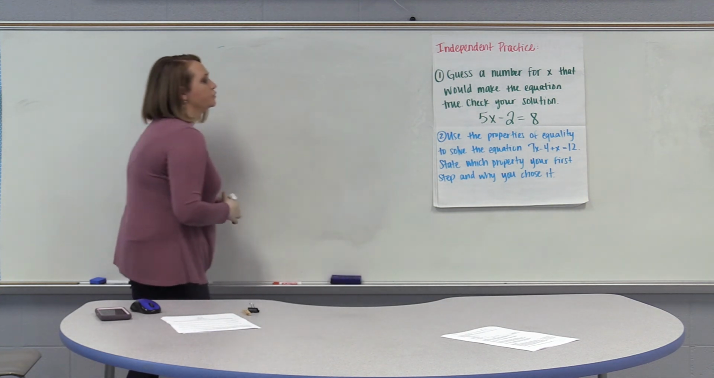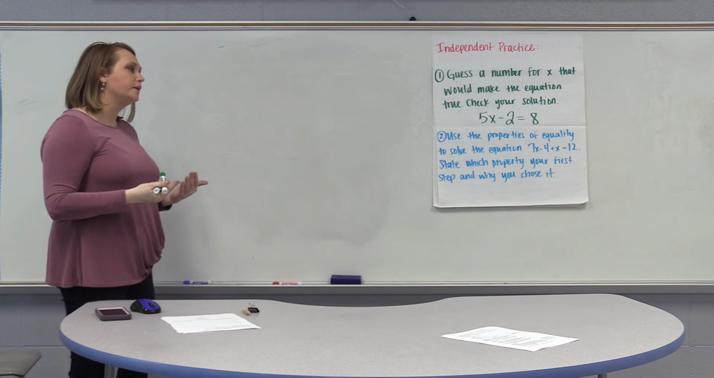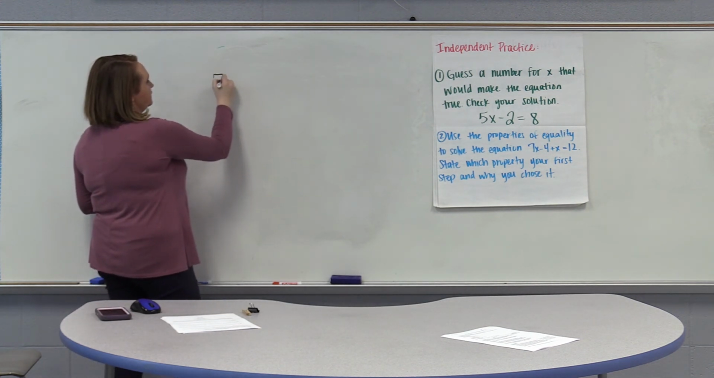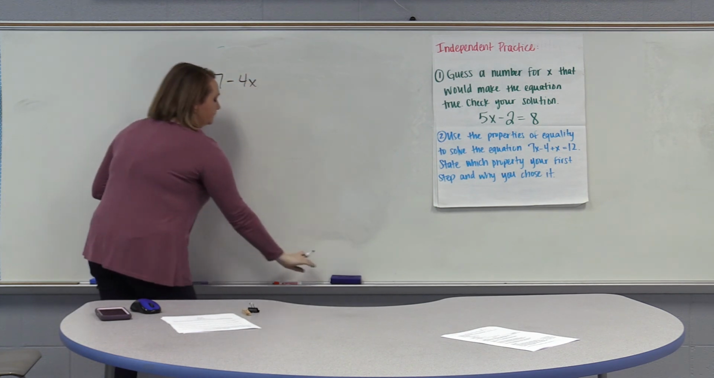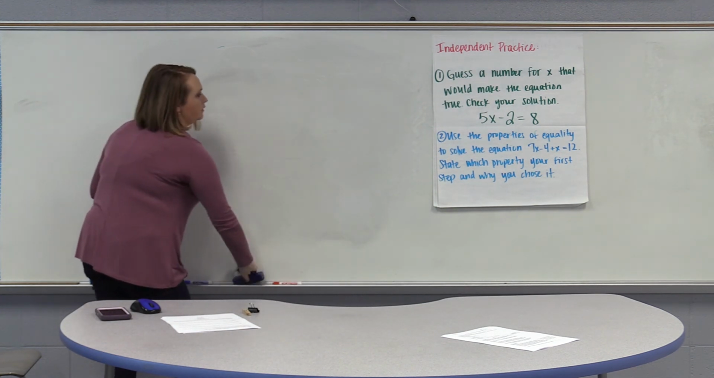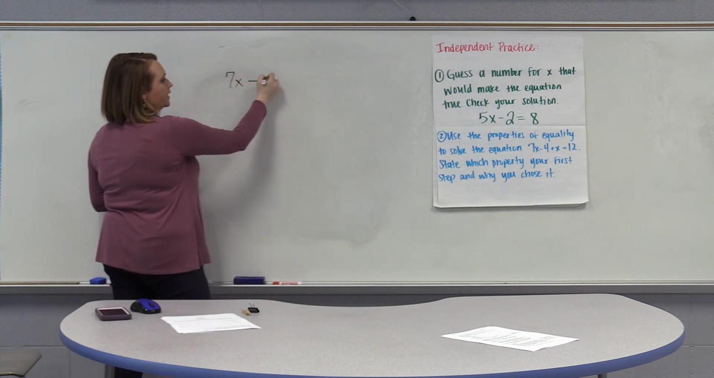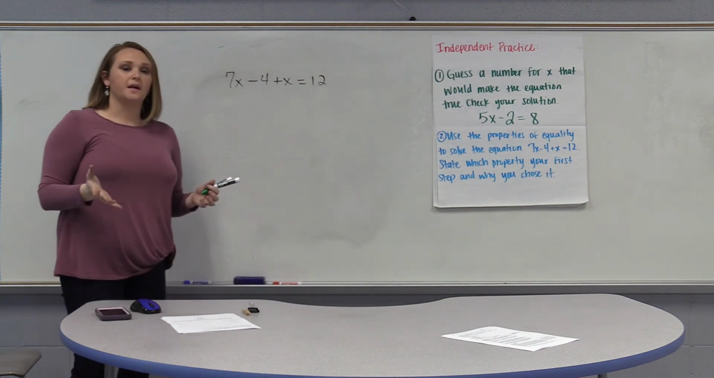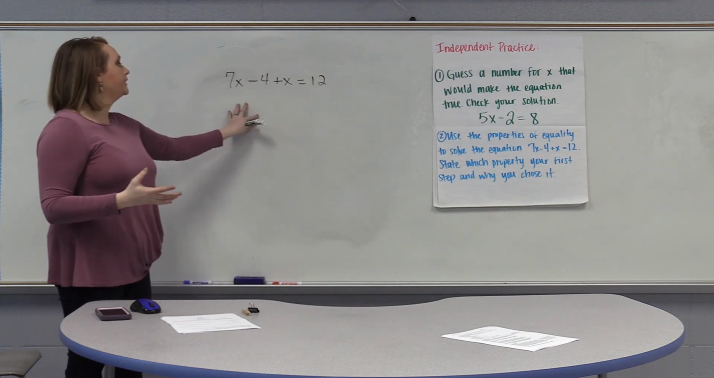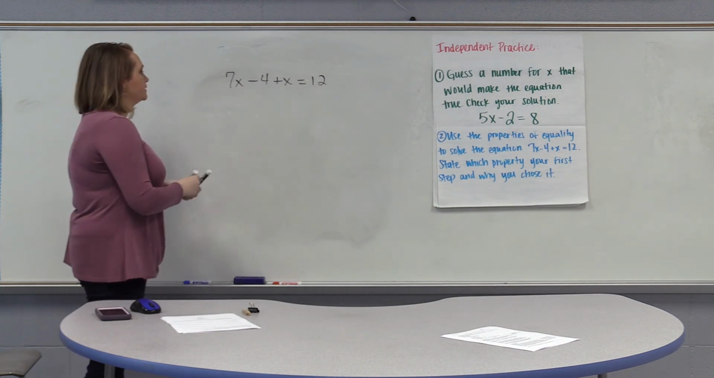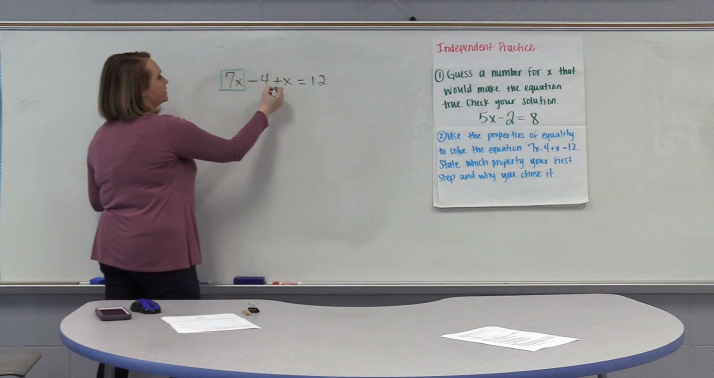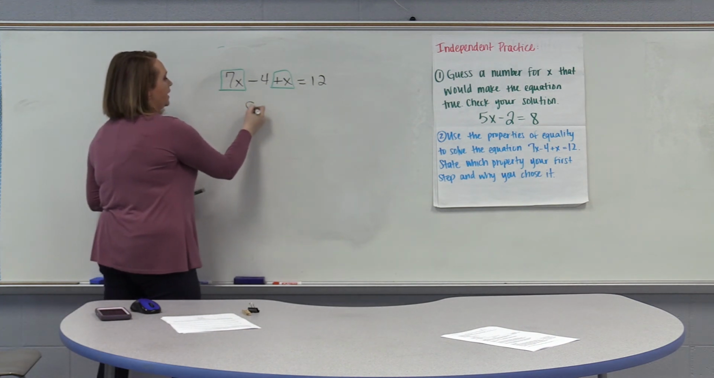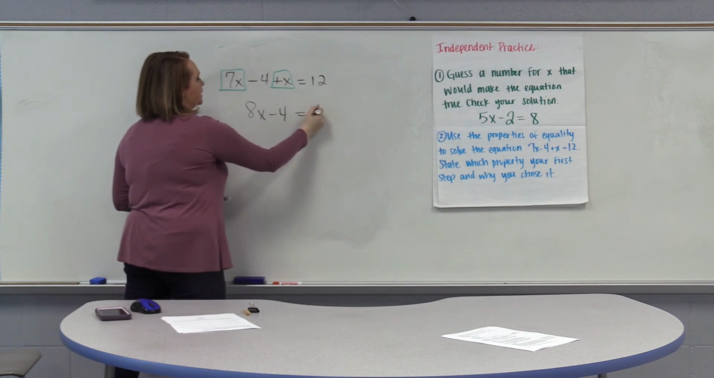Let's look at number 2. So we're using the properties of equality to see which property we would use in our first step. So 7x minus 4 plus x equals 12. The first thing I want to do is simplify this left side by collecting like terms. I know that 7x and positive x are like terms. That would give me 8x minus 4 equals 12.